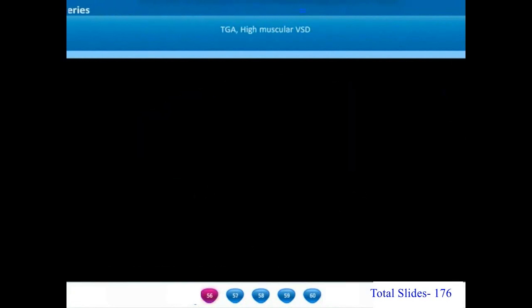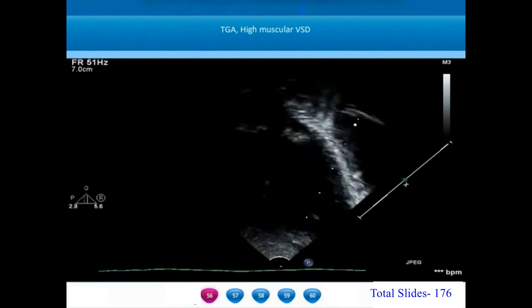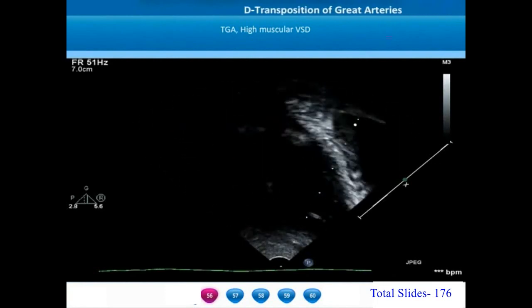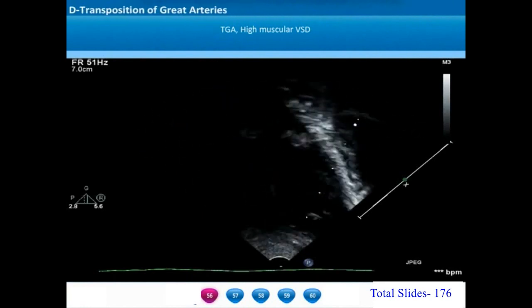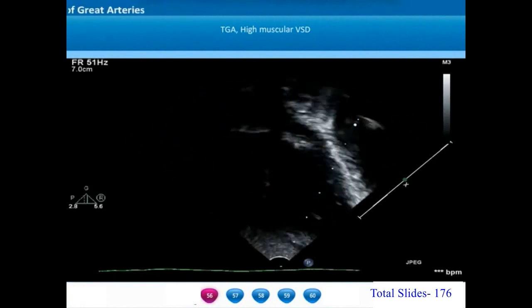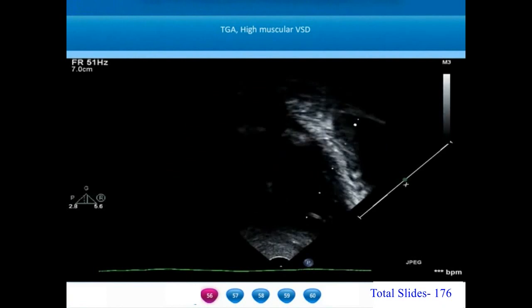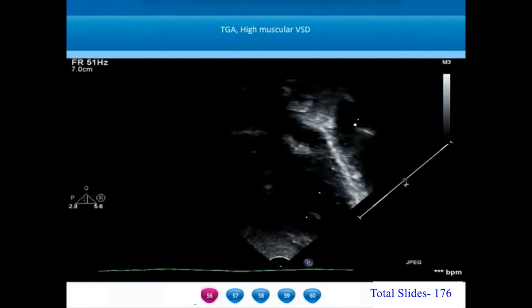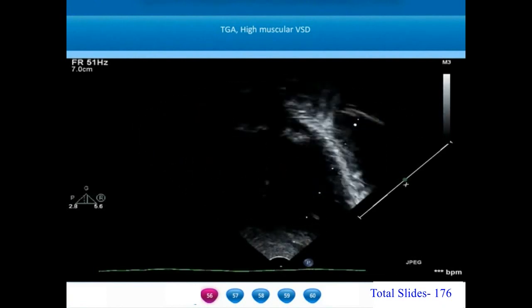Contrary to the previous example of the perimembranous ventricular septal defect, which was located immediately below the pulmonic valve, here we can notice a ventricular septal defect that has a thick muscular margin from the pulmonary and aortic annulus. So this is an example of a high muscular ventricular septal defect. We can notice the parallel great artery relationship, the aorta arising from the right ventricle and the pulmonary artery arising from the left ventricle.